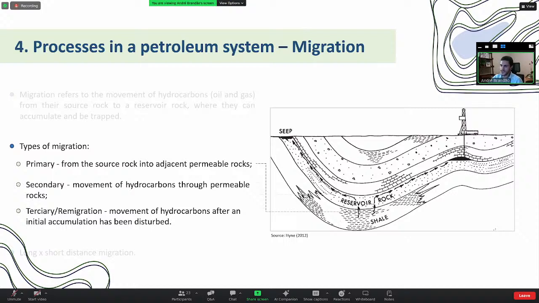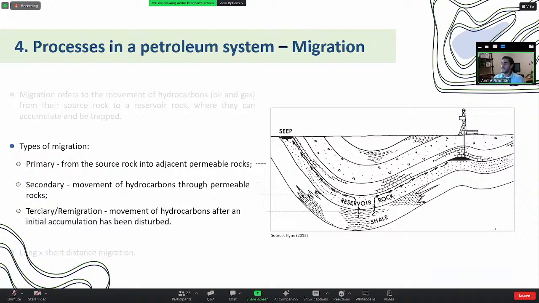There are also mixed traps, and basically it's the combination of these different structures. Basically, you may have a fault and also an erosion occurring. We call that mixed traps.